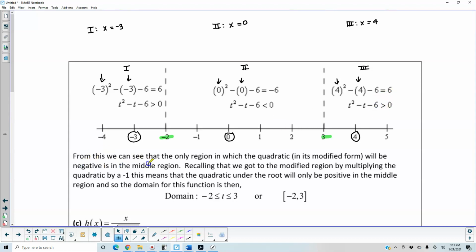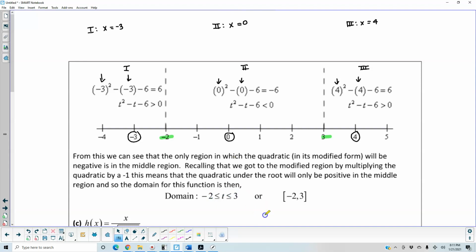So from this, we can see that the only region in which the quadratic in its modified form will be negative is in the middle region. Recalling that we got to the modified form by multiplying the quadratic by a negative 1, this means the quadratic under the root will only be positive in the middle region, so the domain for this function is the following. It's in between negative 2 and 3 inclusive.